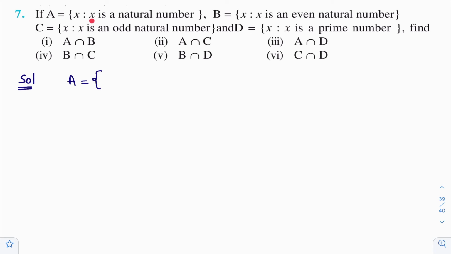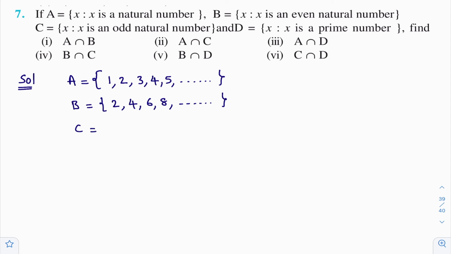What is set A? X says that X is a natural number. What are the natural numbers? 1, 2, 3, 4, 5, like that. These are all natural numbers. Okay, set A I have written. Set B. What is set B? Please observe set B. X is an even natural number. What are even natural numbers? 2, 4, 6, 8, like that. These are all even natural numbers. These are all infinite sets.